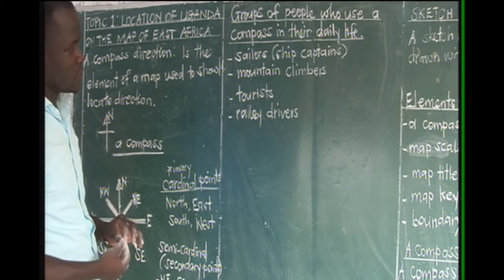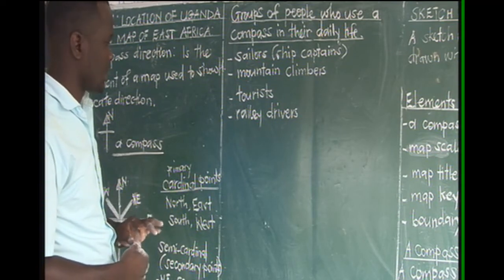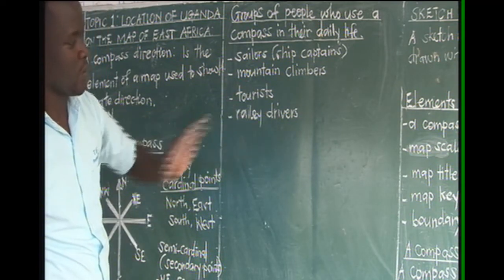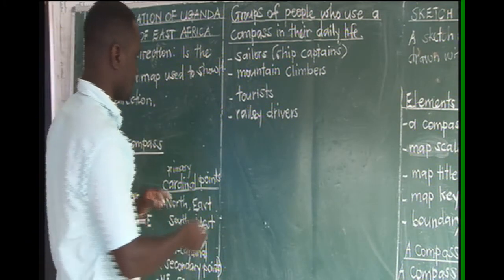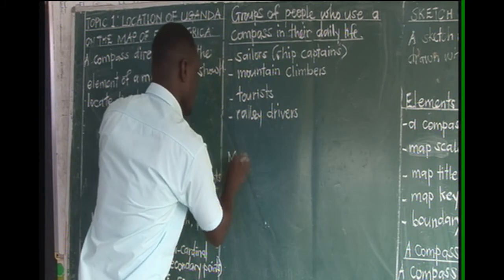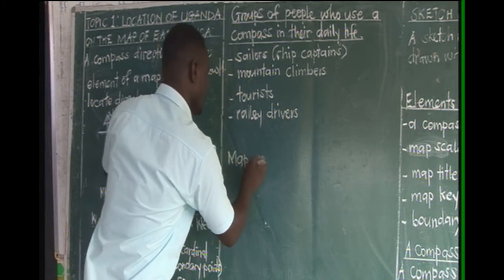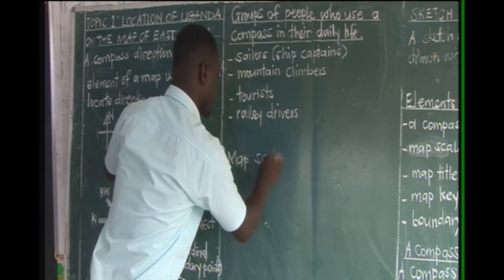So you need to be very careful when you are writing these answers, that you don't make errors. Now, let us go to another element of a map, and that is what we call the scale, map scale. So let us have our next subtopic of discussion, map scale.